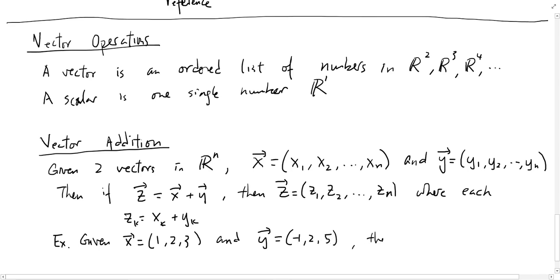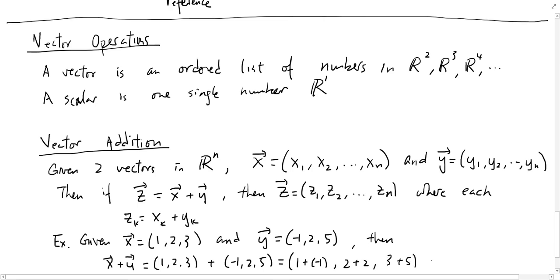Well, then if I do vector x plus vector y, that will mean 1, 2, 3 plus -1, 2, 5. And so how do I add them together? Well, we add the pairs together. So it becomes 1 plus -1, 2 plus 2, and 3 plus 5. And guess what that comes out to be? Well, that comes out to be 0, 4, 8. There you go. That's the sum.